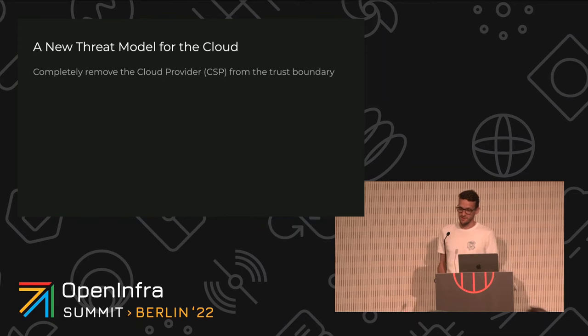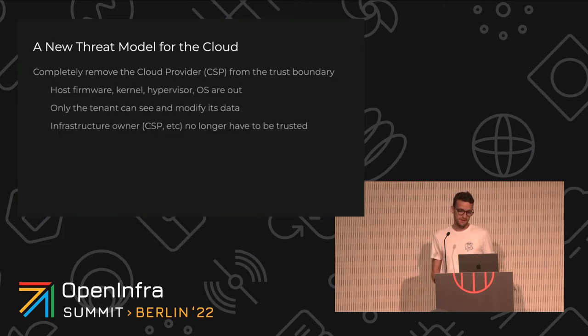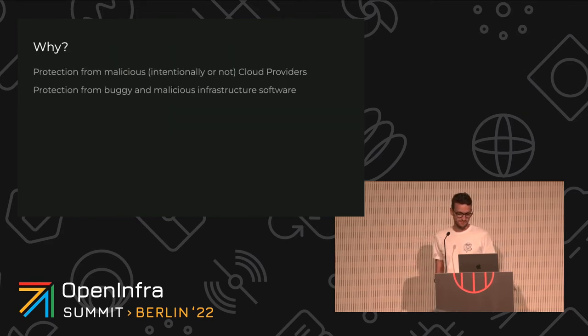And yes, with confidential computing, we're completely removing the cloud provider from the trust boundary. You don't have to trust your cloud provider anymore. You just have to trust yourself, your workload, and the hardware platform, nothing else. The host firmware, the hypervisor, everything is out. And only the tenant, yourself, when you run your workload on the cloud provider, can see and modify your data, no one else. And the infrastructure owner, the CSP, no longer has to be trusted.